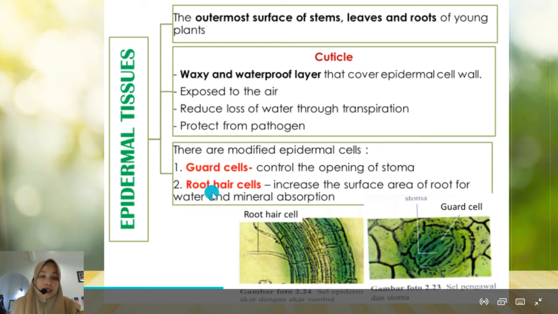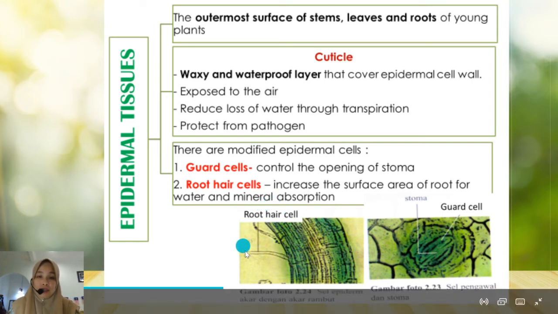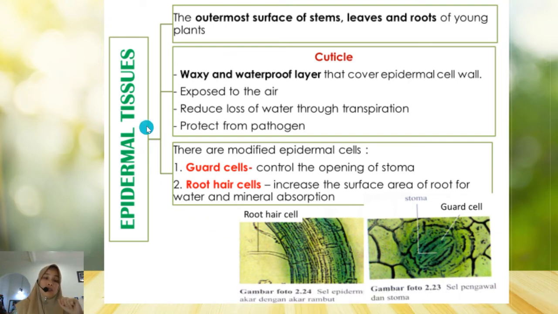Then root hair cells, which are located in the root. These root hair cells increase the surface area of the root for water and mineral absorption. So this is the root hair cell of the root. This is the epidermal tissue of the permanent tissues of plants.